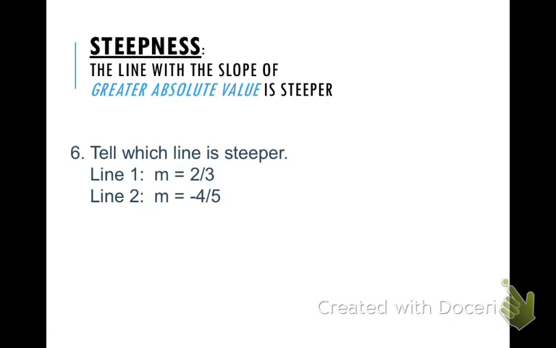So which of these two is going to be steeper? 2/3 or -4/5? Which one is bigger? Forgetting about the positive and the negative side of things. So I don't care about that negative in front. What's 4/5 simplified to? 0.8, right? What's 2/3 simplified to? 0.6 repeating. What's bigger? So what's steeper?